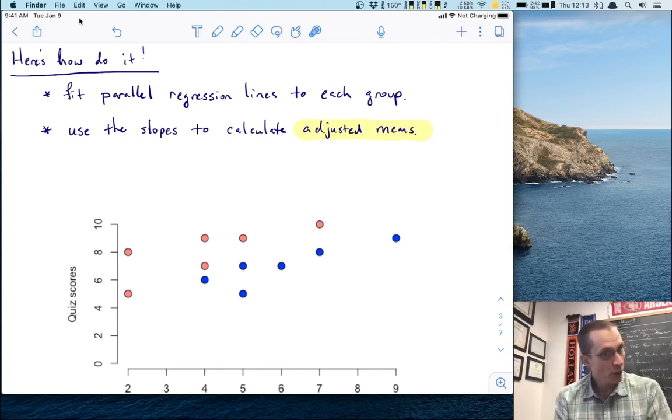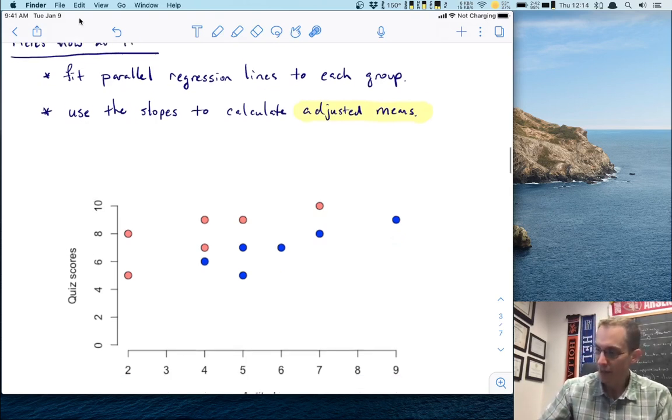We're going to first fit parallel regression lines to each group. Now, what exactly do I mean by that? Well, you'll see in just a second. And then we're going to use the slopes of those lines to calculate some adjusted means. So if you don't know what a regression line is, that's okay. You're about to see one. That's really the only level of knowledge you need about that at this point.